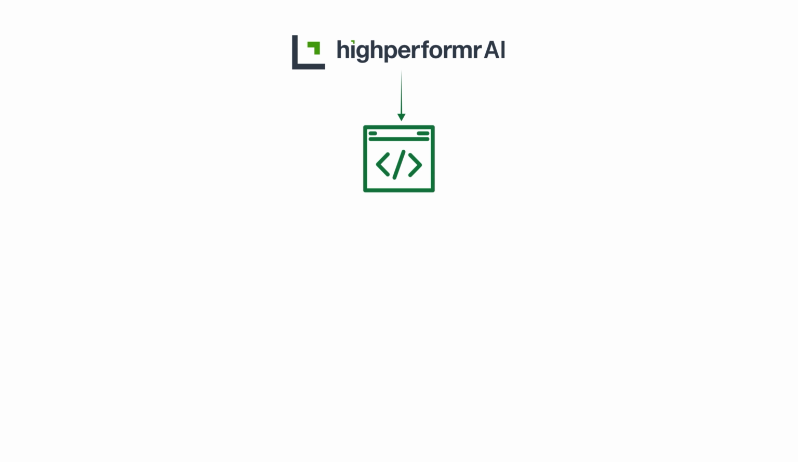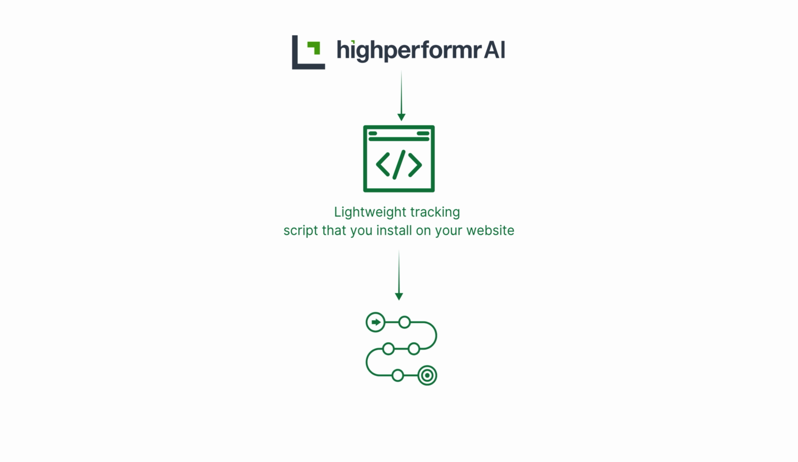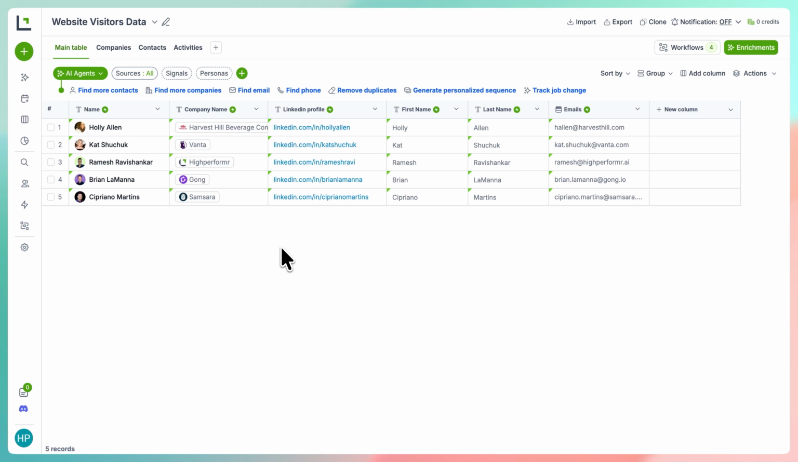Deanonymizer works by generating a lightweight tracking script that you install on your website. Once it's active, Highperformr AI begins capturing website visitor activity and mapping traffic back to verified companies. What would normally be anonymous page views now become actionable insights, your first line of visibility into in-market accounts.